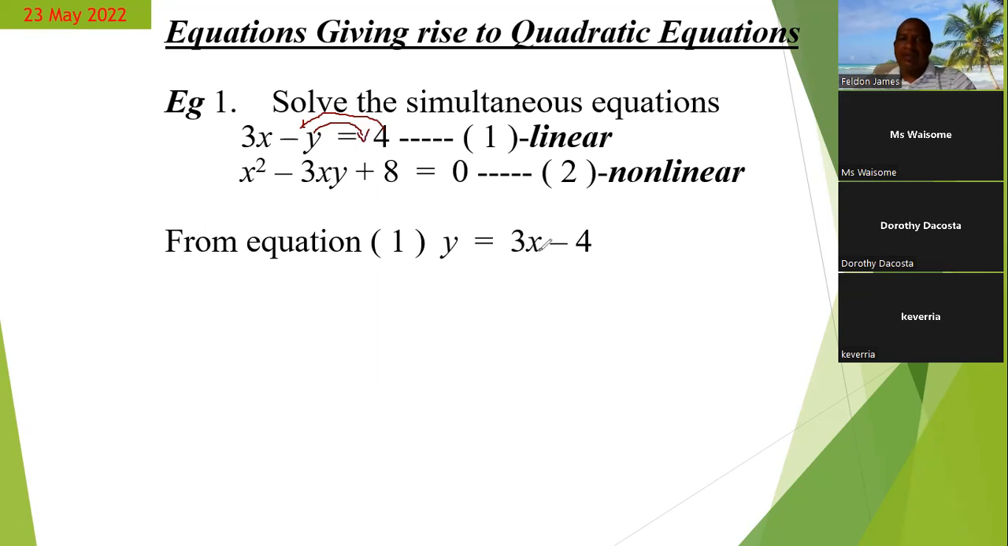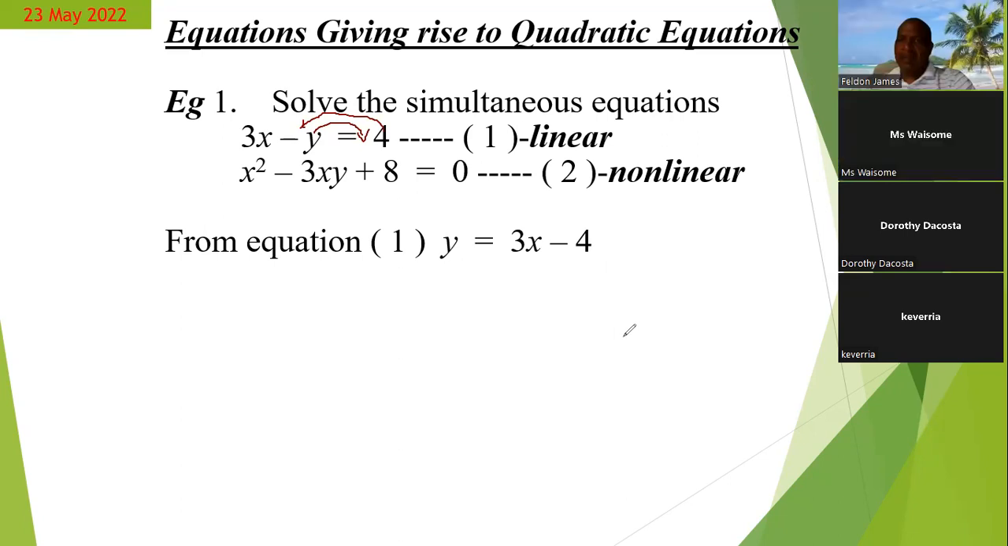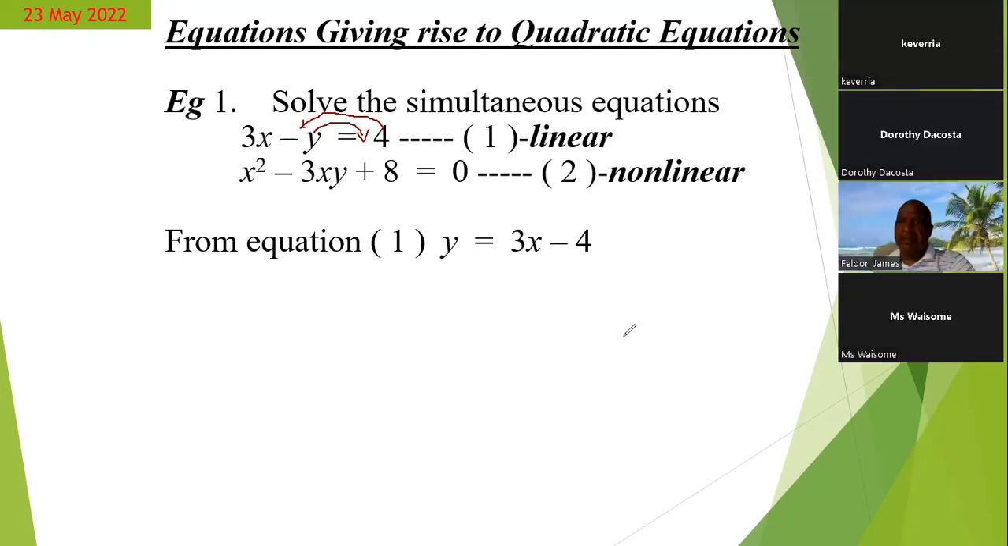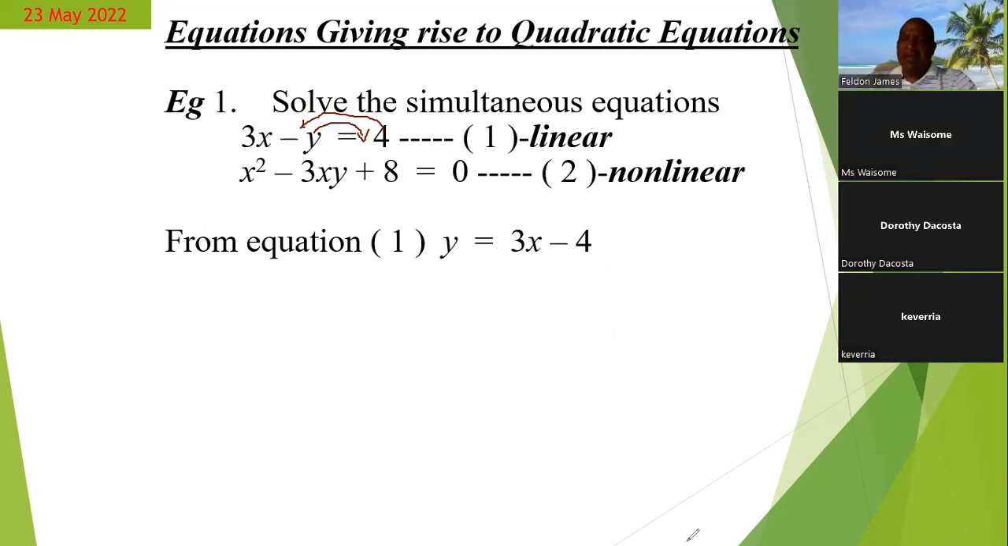So y is equal to 3x minus 4. Everybody see that? Raise your hand if you see how we get y equal to 3x minus 4. Anybody else? All right, good. Miss Green, are you seeing that?